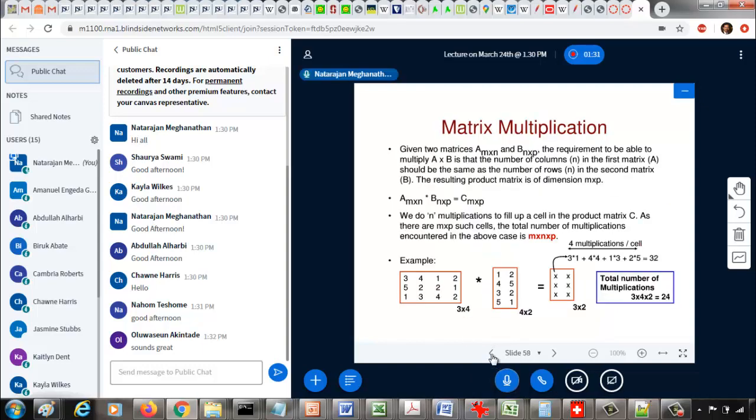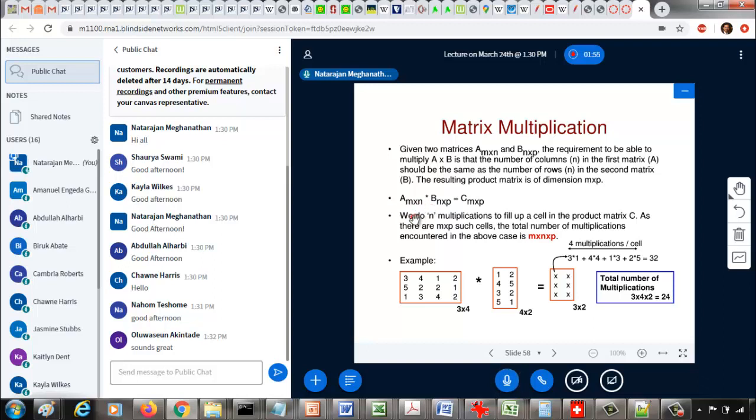So last time we started this matrix multiplication problem, and the focus here is to minimize the number of multiplications we do when we multiply matrices. I reviewed matrix multiplication last time, so let us quickly review it one more time and then we'll continue.